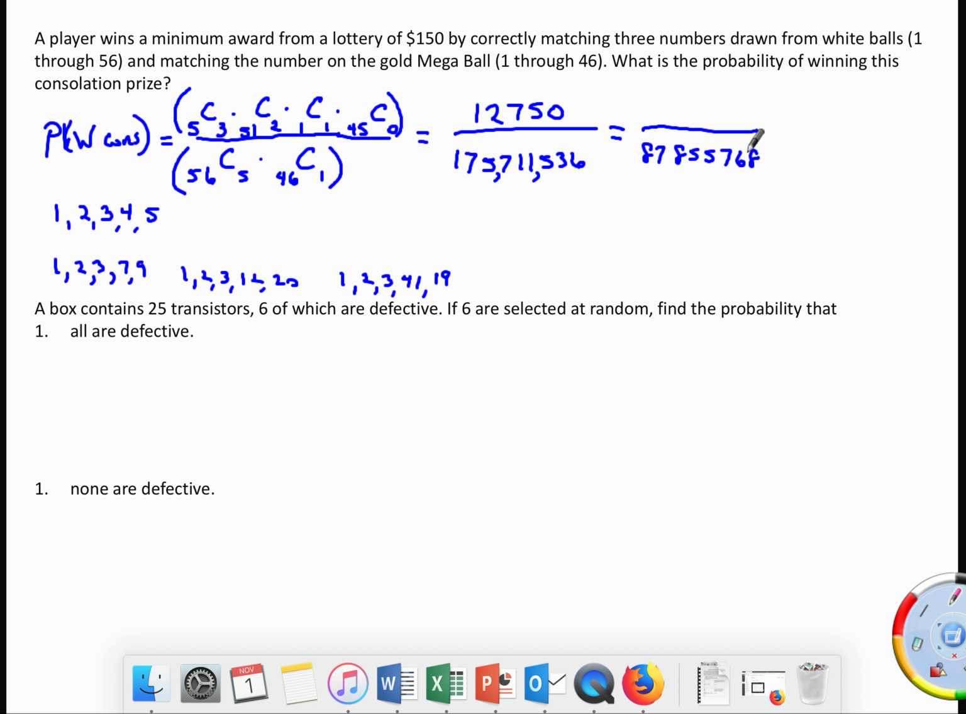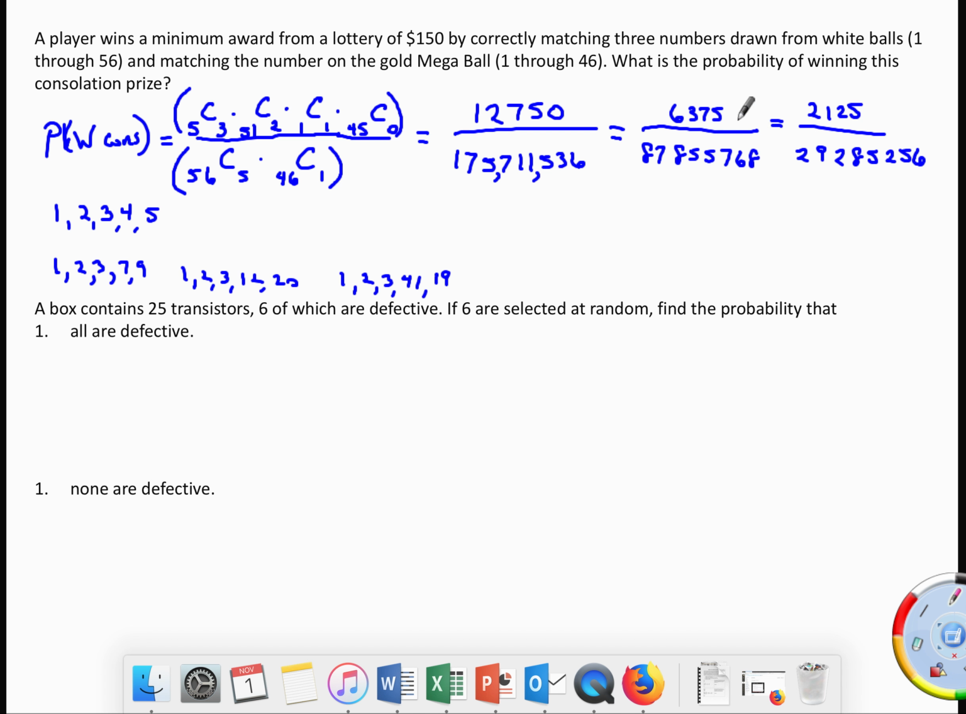Now I'm going to take the 12,750 and divide it by 2 and get 6375. I notice they're no longer divisible by 2, so I might try 3. Oh yeah, 6375 is divisible by 3. So let's see if this denominator is. 8, 7, 8, 5, 5, 7, 6, 8. Oh, yes, it is. So 2, 9, 2, 8, 5, 2, 5, 6.